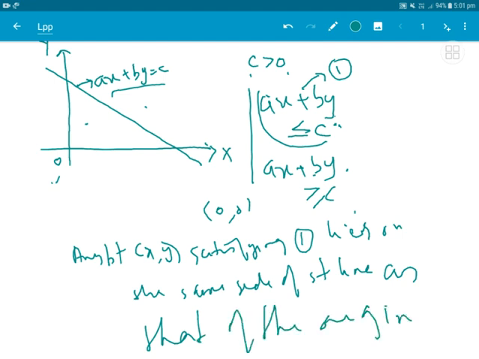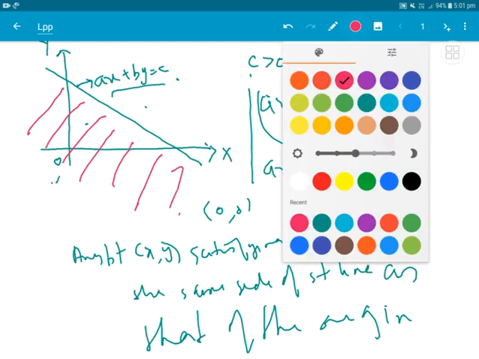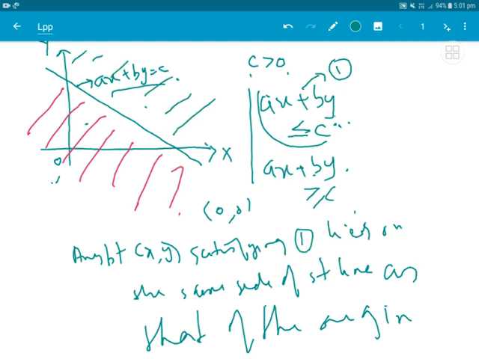Because just see this line, if I consider the origin as a landmark or a fixed point, then it raises the question whether any point satisfying this one lies on the side of the line containing the origin or not containing the origin. Because this is the side containing the origin, whereas this one is the side not containing the origin. So 0 is satisfying this inequality, so any point satisfying this inequality should lie on the same side as that of the origin. So that means ax plus by less than or equal to c fits here, that is, below this straight line for this case, for c greater than 0.